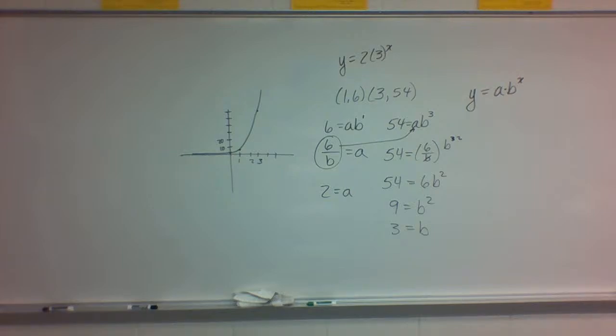Example 3 says, a store sells trampolines. The table shows the number Y of trampolines sold during the X year that the store has been open. Write a function that models the data. So in the first year they were open, they sold 12 trampolines. In the second year, they sold 16. People, the word's getting out. This is the place to buy a trampoline, apparently. They keep selling more and more and more trampolines as we go along.